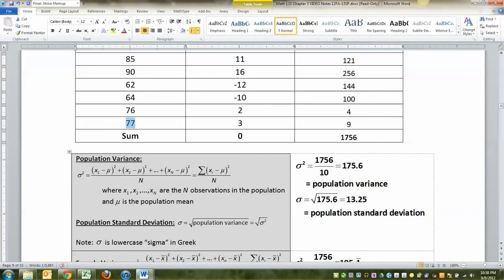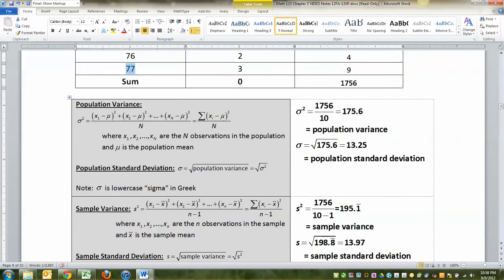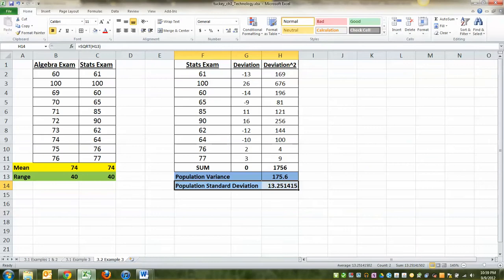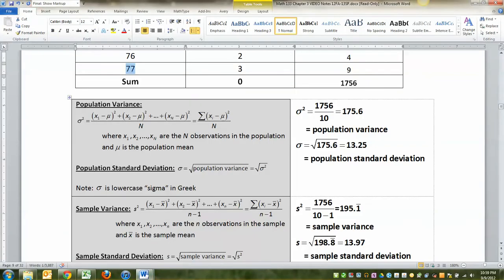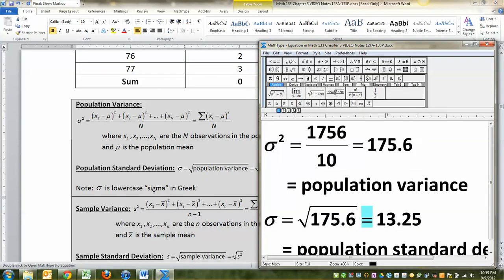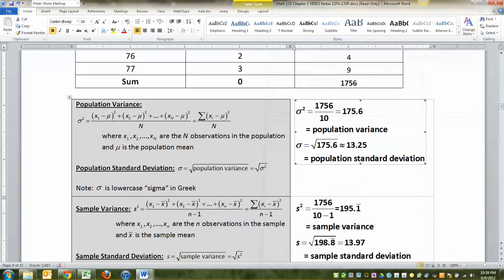Since we squared everything, in algebra you learn that the inverse of squaring is to take the square root. So if you take the square root of sigma squared, you're going to get sigma, the lowercase Greek letter. It's the square root of 175.6, and that's 13.25. Let me double check that. Yep, there it is, 13.25. Should really be a squiggly equals because it's not exact, we're rounding a lot here. Squiggly. Cool. And that's called the population standard deviation.